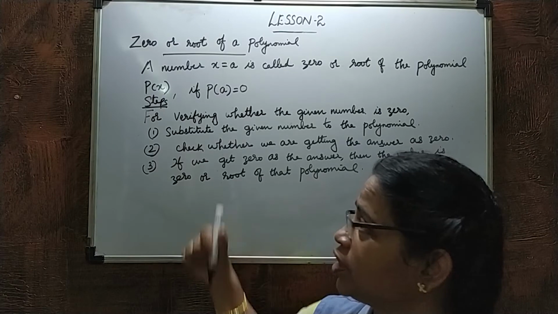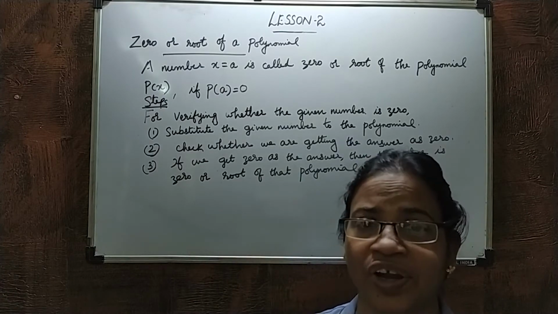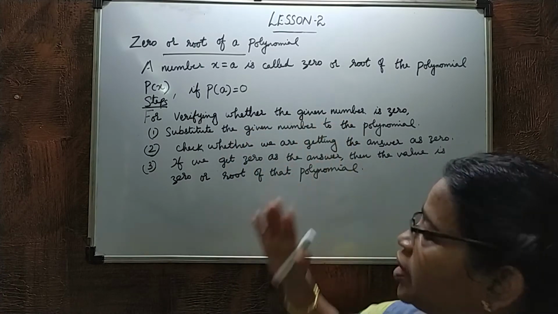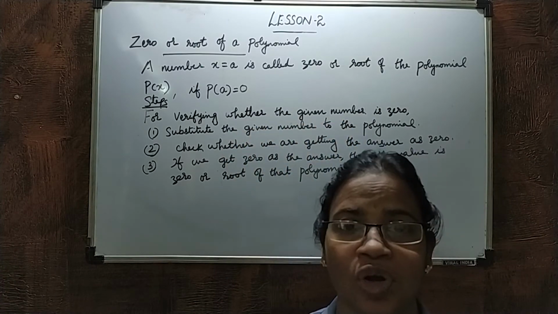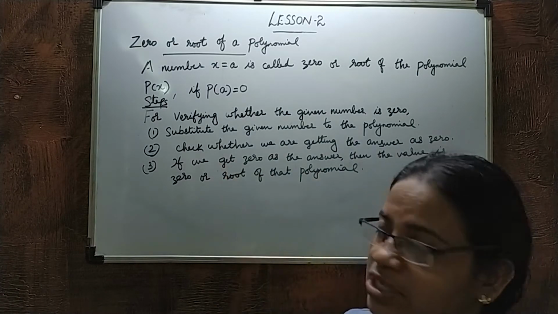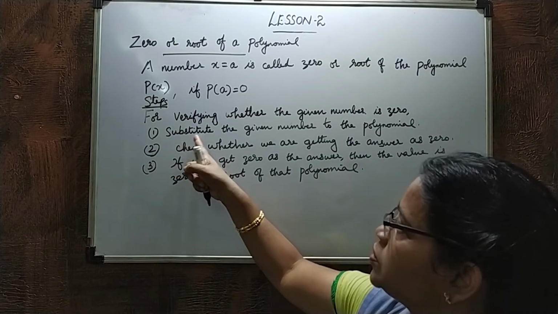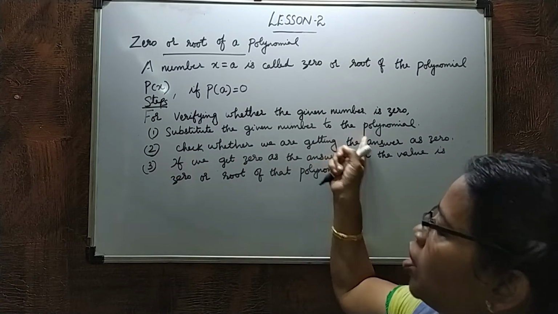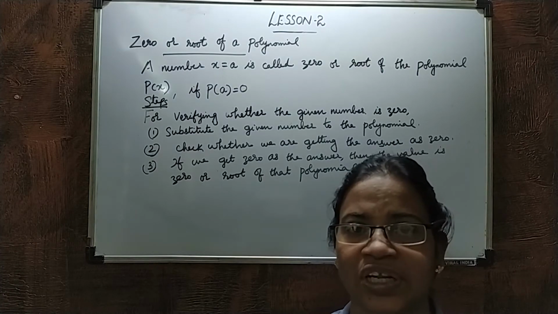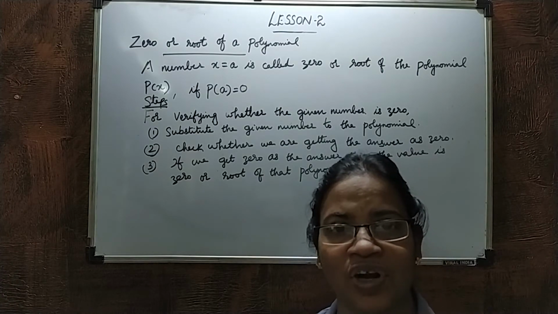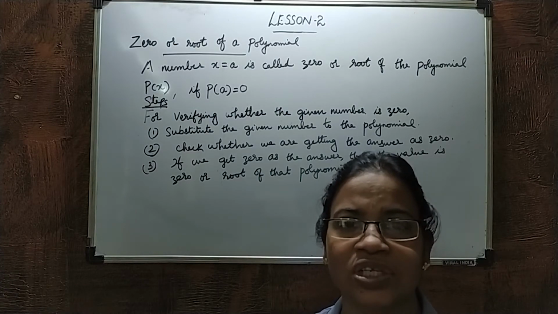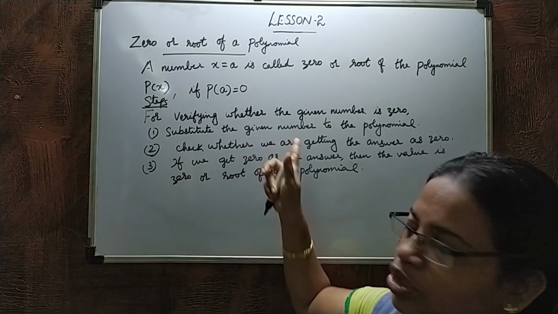Okay. Now I will tell you the steps for how to verify whether the given number is 0 or root of the polynomial. Either you can say 0 or you can say root. Okay. Now step 1. Substitute the given number into the polynomial. That is the first step. That you know how to do it. Right? Already we have studied p of 1, p of 2. So that means you have to substitute that value instead of x.